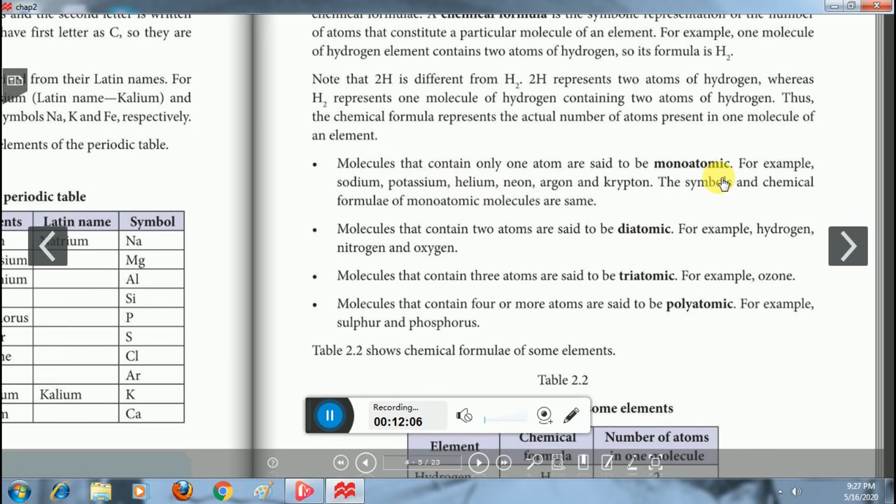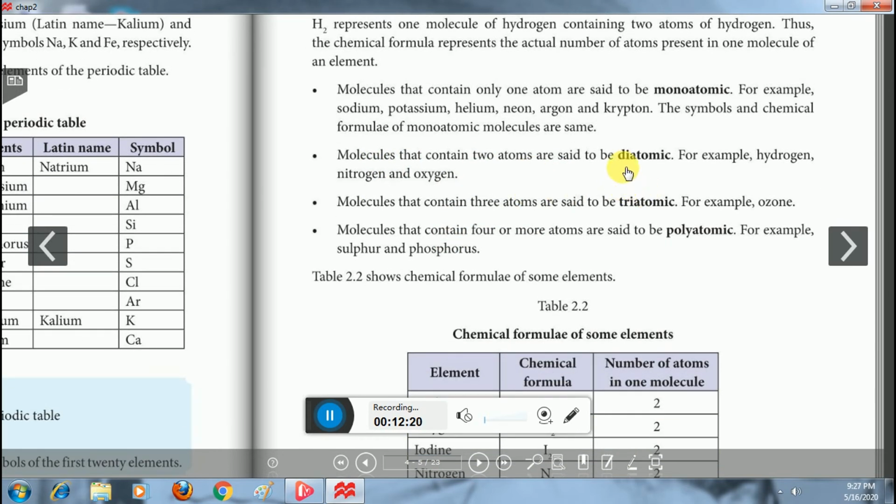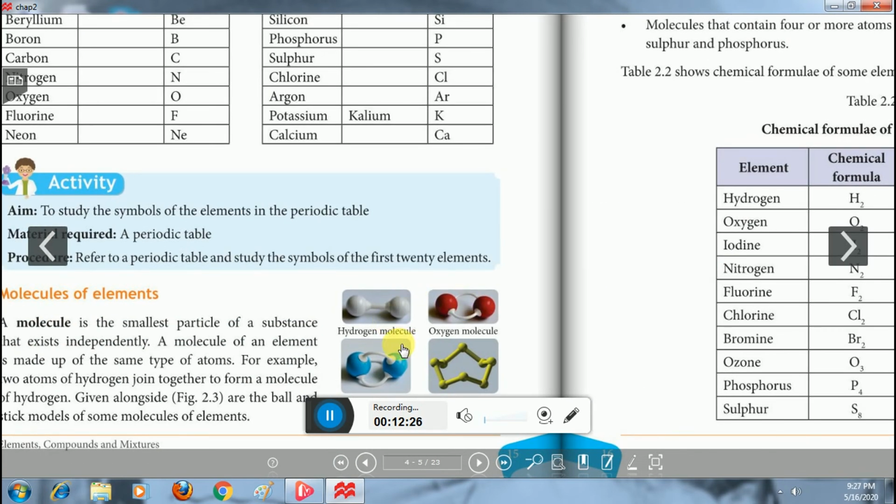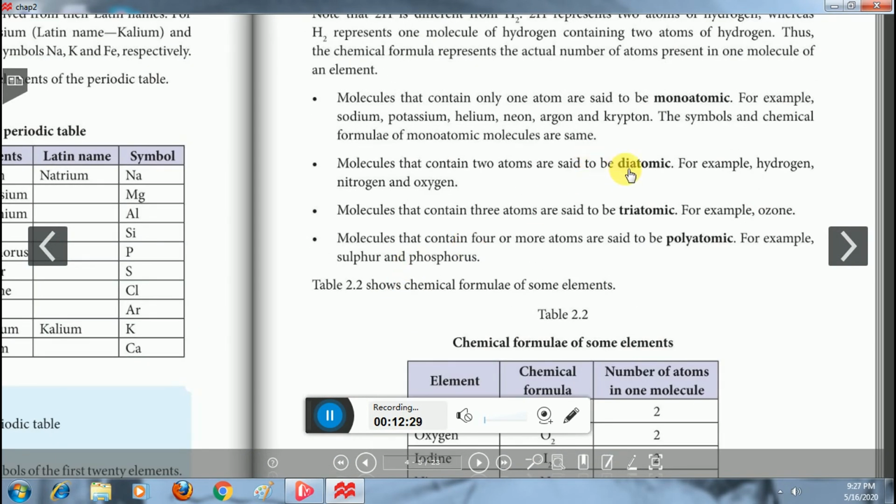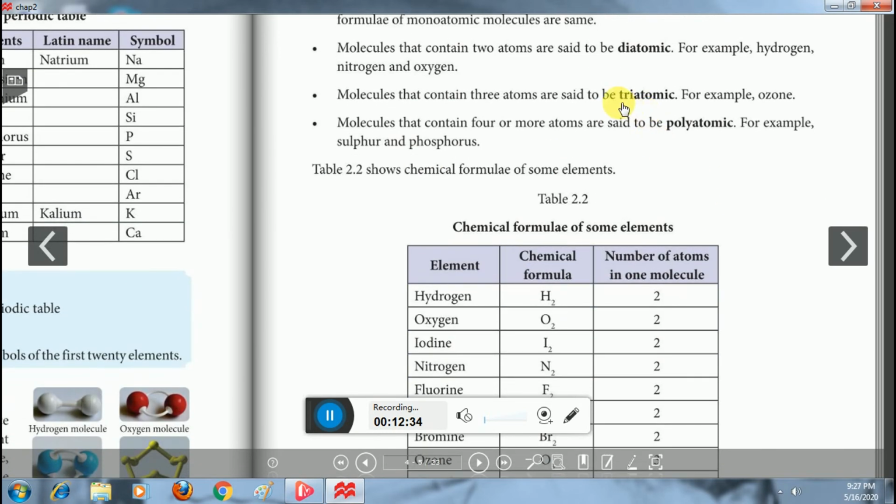Molecules that contain only one atom are termed monoatomic. Mono means one. For example, sodium, potassium, helium, neon, argon, krypton, xenon are monoatomic in nature. If a molecule contains two atoms, then it is termed diatomic. Hydrogen, oxygen, nitrogen are diatomic. Molecules that contain three atoms are said to be triatomic. Tri means three. For example, ozone, O3. Molecules that contain four or more atoms are said to be polyatomic. For example, sulfur and phosphorus.